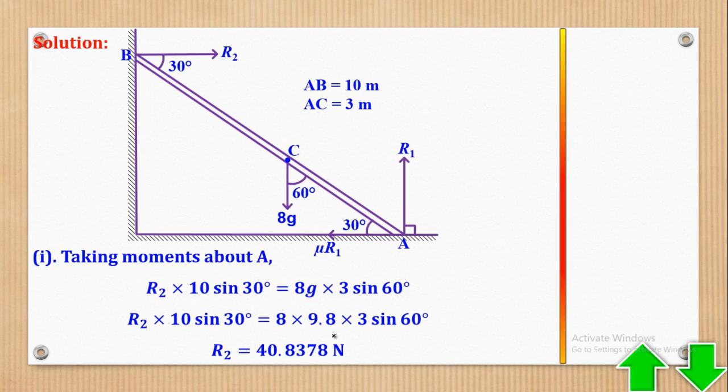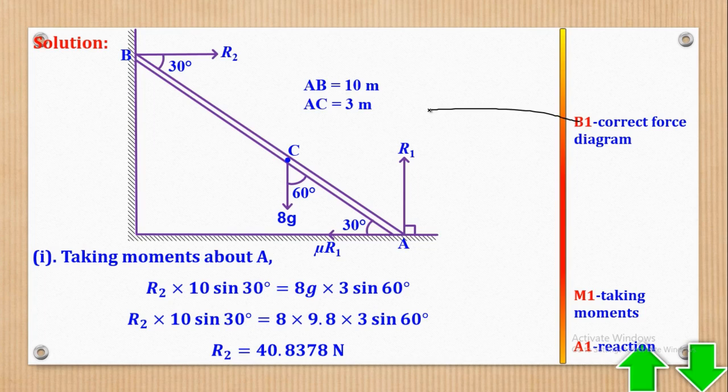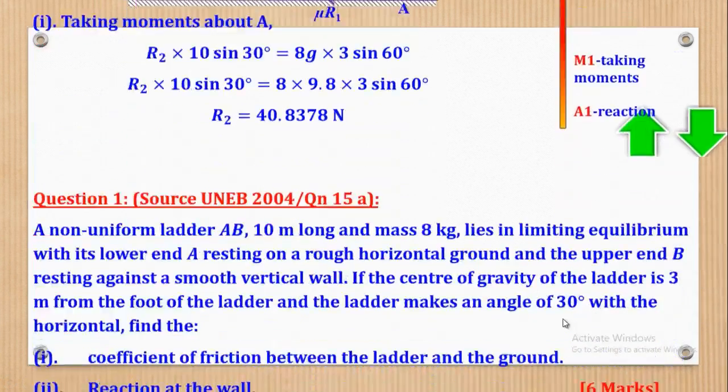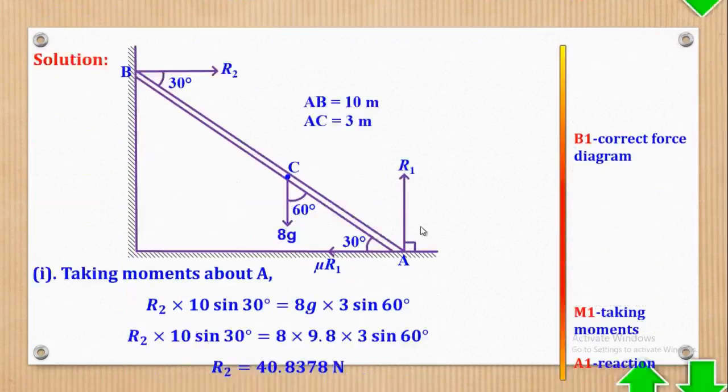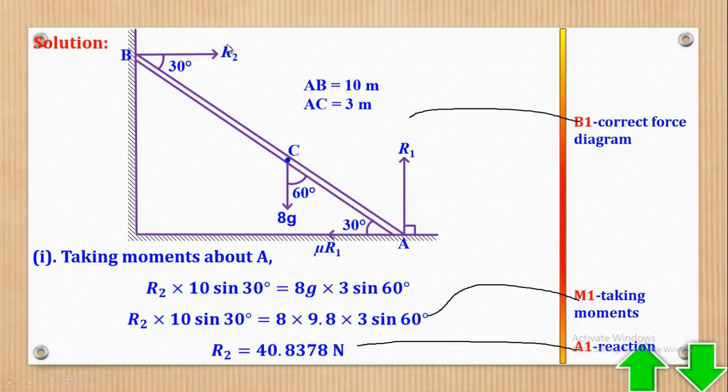Now before I go to the next slide, let's see how much can be awarded for this slide. B1 is for the correct force diagram drawn using a ruler, M1 is for taking moments here, and A1 is for the reaction. So remember, in this question, they ask for reaction at the wall. So this R2 is the reaction at the wall, so we have answered Roman 2.